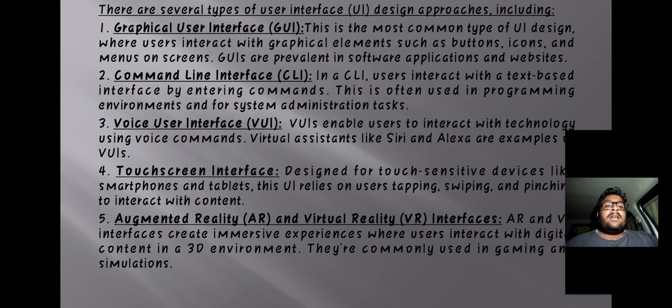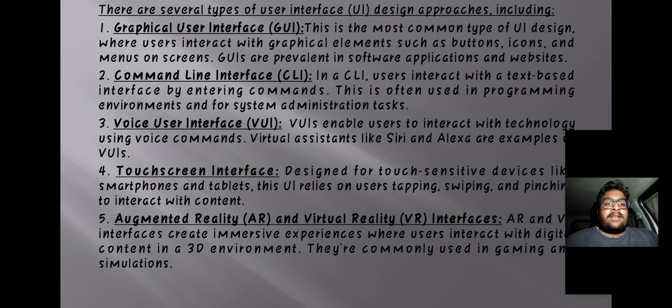There are several types of user interface design approaches, including the first one, graphical user interface, known as GUI. This is the most common type of UI design where users interact with graphical elements such as buttons, icons, and menus on screens. GUIs are prevalent in software applications and websites.